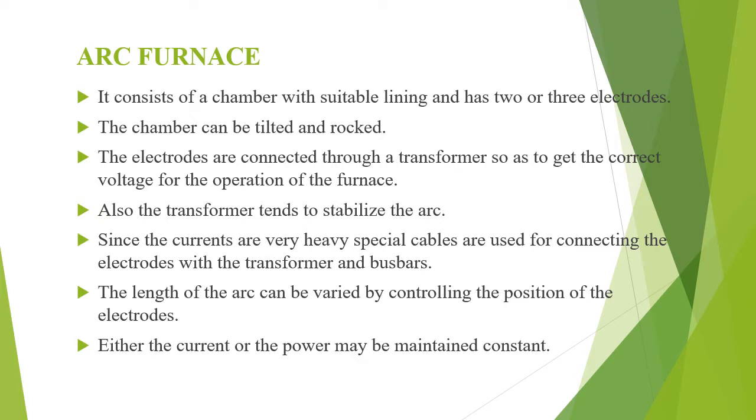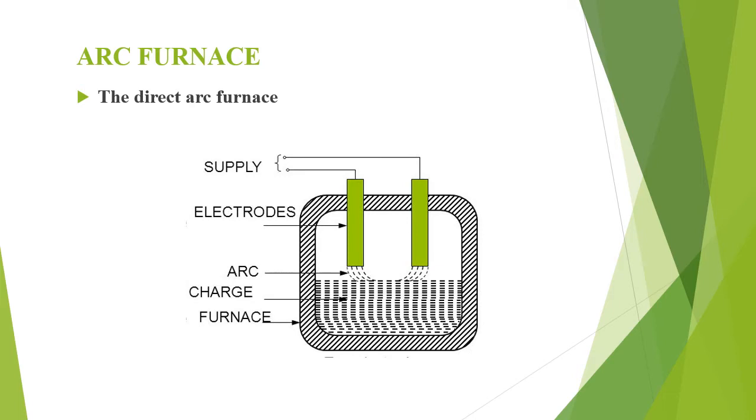There are 2 types of arc furnaces: direct arc furnace and indirect arc furnace, based on the contact made between the electrodes and the charge and the mode of heat transfer. Direct arc furnace. Figure shows the setup of direct arc furnace. We have the arc furnace inside which the charge is placed and the 2 electrodes are inserted from the top of the furnace, which is connected to the supply.